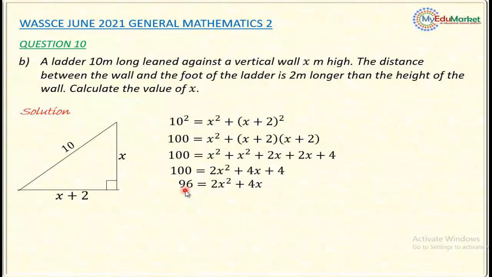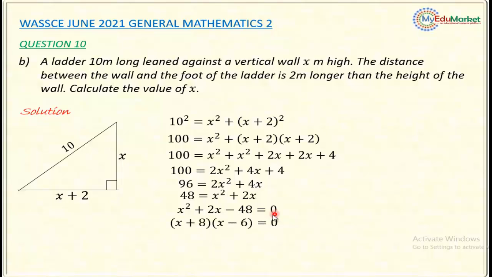So I continue. This is a quadratic, so dividing both sides by 2, because 2 can go into every term here. So 96 divided by 2 is 48. 2x squared divided by 2 is x squared. 4x divided by 2 is 2x. I have reduced this quadratic to a much simpler one. So I can now solve this quadratic. I am tempted to factorize this. So 48 moves to the other side. I have x squared plus 2x minus 48 equals 0.